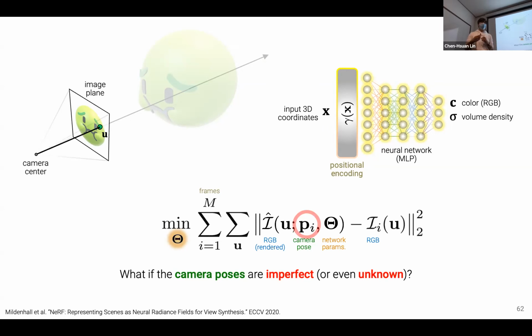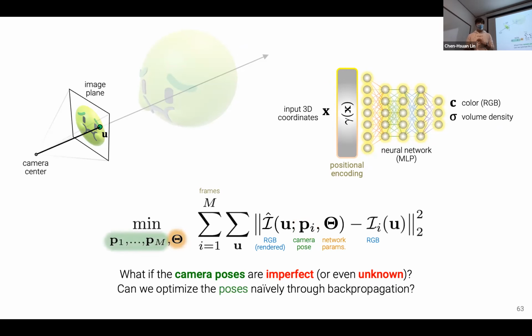But we want to ask the question: NeRF actually assumes that we have to know very accurate camera poses, but what if these camera poses are unknown, or even noisy, when we don't have the perfect camera poses that are assumed to be given? So we want to think about, can we also optimize these camera poses altogether with the network parameters using the same loss function? So this is basically the more ideal optimization function that we want to use.